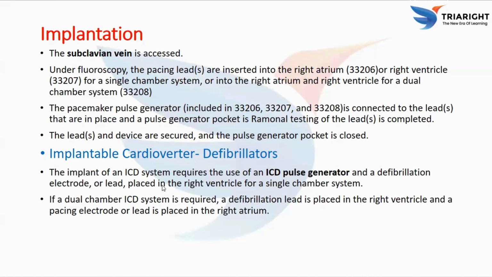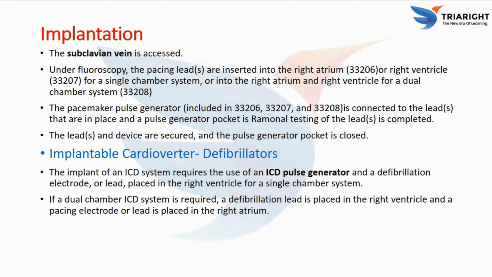And next, the implantable cardioverter defibrillator. What makes an ICD different from a pacemaker? A pacemaker treats slow heart rhythms. It gives low energy pacing. Whereas an ICD treats life-threatening fast rhythms. It gives high energy shocks, plus pacing, and it treats ventricular tachycardia or fibrillation.